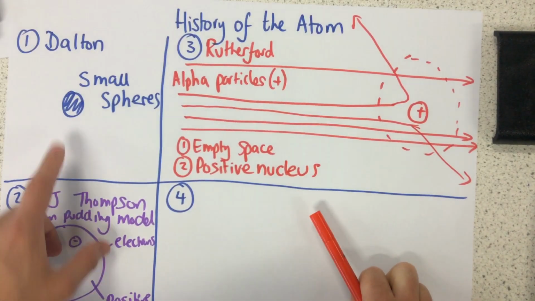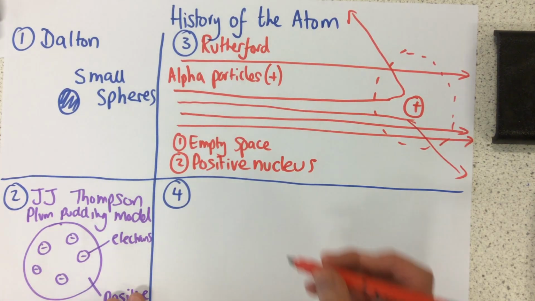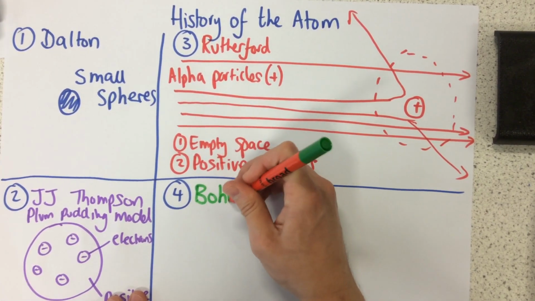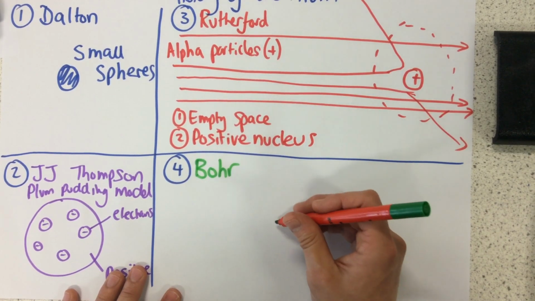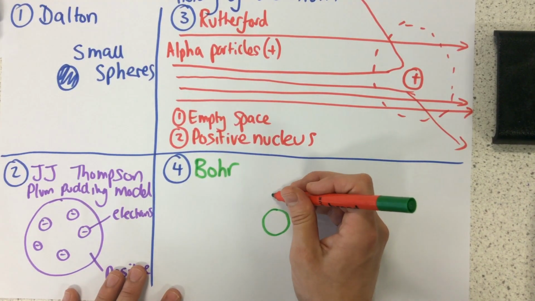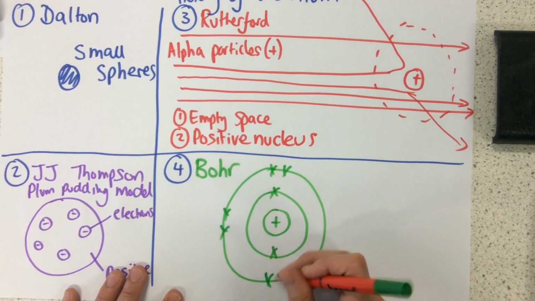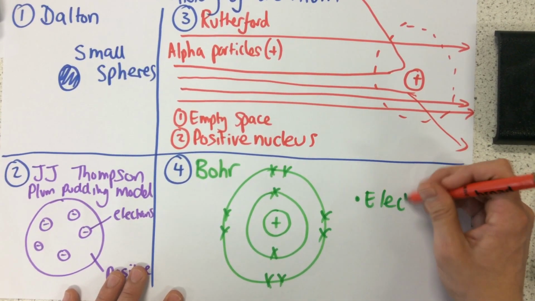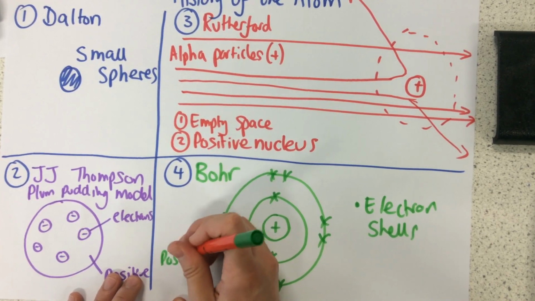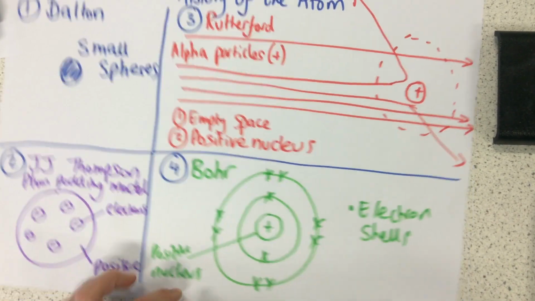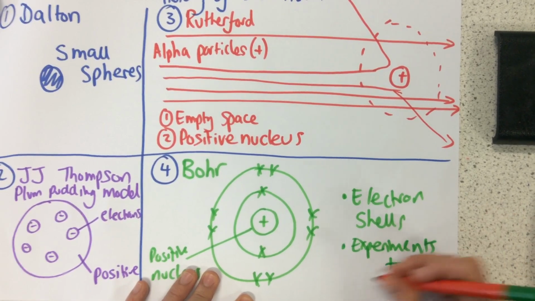So we could see so far how this idea had evolved. Now, the final one we need to know about is the work of someone called Bohr. Due to him providing lots and lots of experiments and observations, we now have this understanding which we know for GCSE. And this understanding is that we have this positive nucleus, and then we have electron shells around the outside. And like I said, the way that Bohr managed to come up with this model was because he carried out lots of experiments and observations.